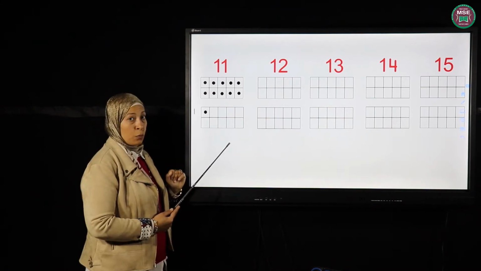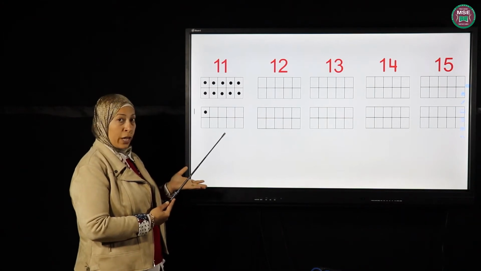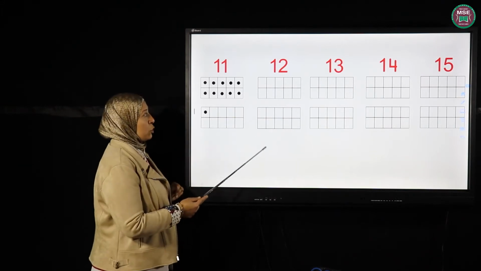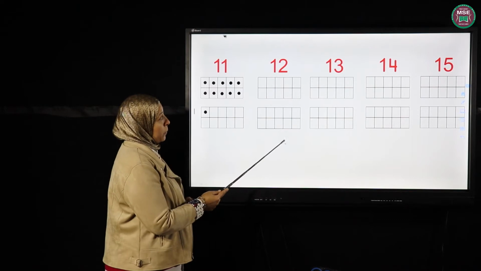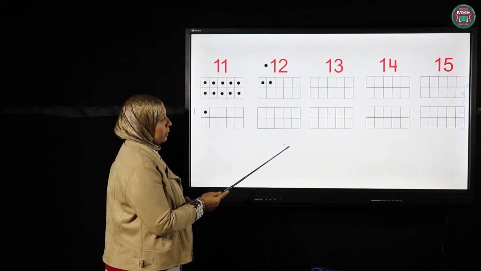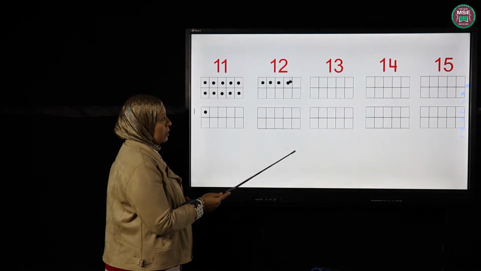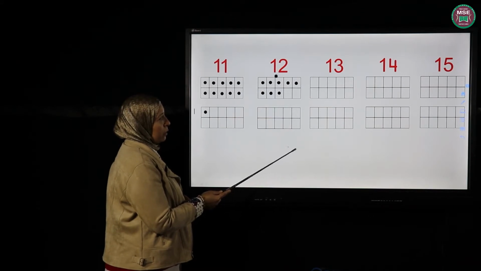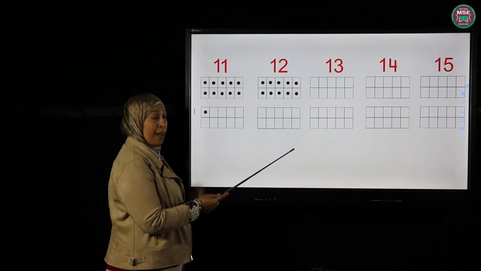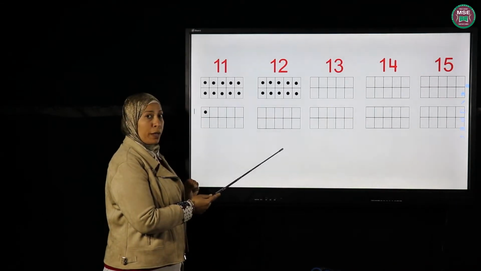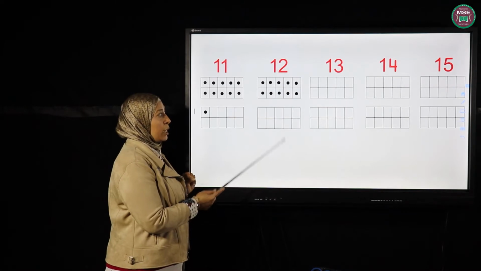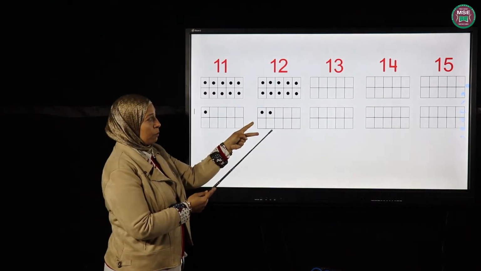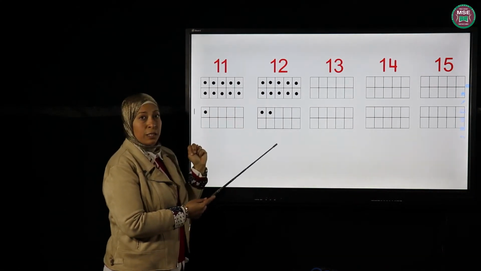Okay, let's try this again with number 12. How can I show number 12 on the frames? Am I gonna need only one 10 frame or two? Yes, excellent, two. Let's do it together and call the bouncing dots. 1, 2, 3, 4, 5, 6, 7, 8, 9, 10. Now I have 10. How many more do I need to get 12? Yes, two more. 10, 11, and 12. So 10 and 2 makes 12.